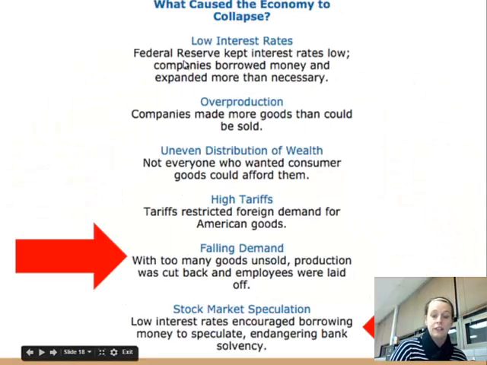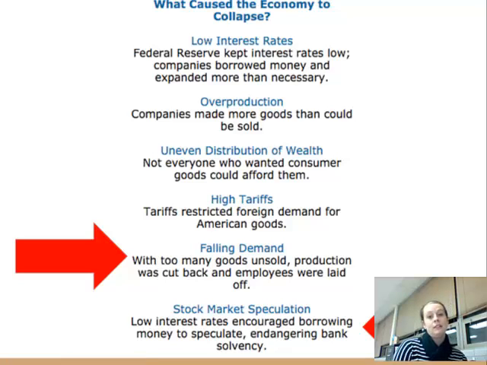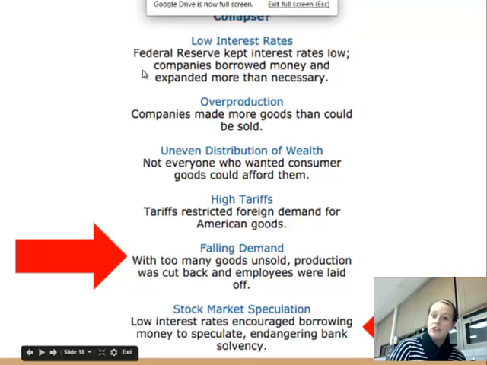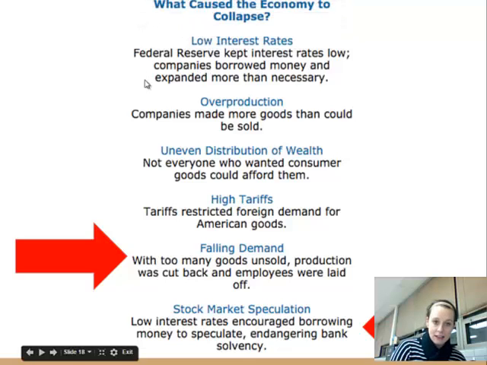The Federal Reserve keeps interest rates low, so companies are fooled into borrowing a lot of money and buying a lot more machinery and producing a lot more goods. Eventually they cannot pay this money back because they cannot sell these goods. And because so many goods are not sold, people lose their jobs. And on top of all of that, we've got that stock market speculation that we talked about in the previous video.